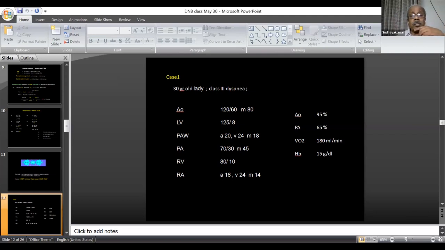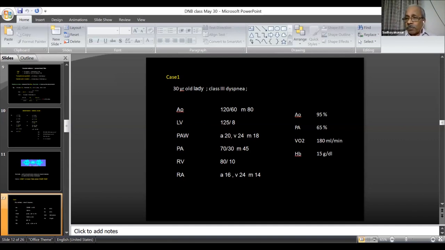Coming to RA, A 16, V 24, mean 14. So pressure is high. Okay. Then the V is taller than the A. Normally A is taller than the V. So we should look for causes of prominent V wave. Okay. And compare the RA pressure with the RV diastolic pressure. Now you find there is a 4 millimeter difference.